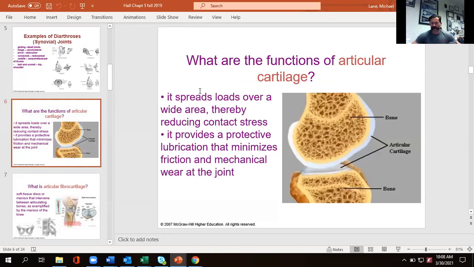So the advantage of this articular cartilage is it allows the load to be spread over a wider area, hence reducing that contact stress. So remember, pressure equals force divided by area. Also, it's going to give us that lubrication, so we're going to have lower friction, and it's going to make it a lot easier to move the joint without excessive wear.